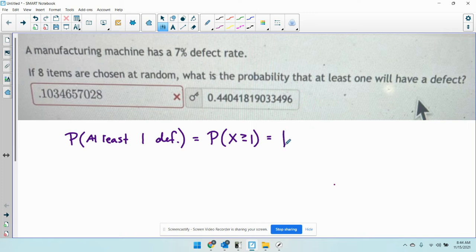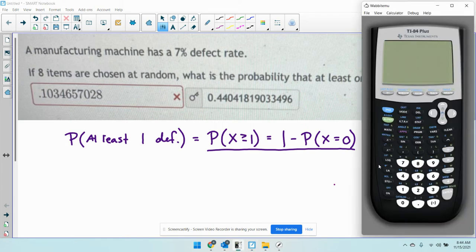Well, like I said, this is the same as 1 minus the probability of no defects. X equals 0. Remember, X is the number of defects. This is just using the complement rule, the rule of complements, okay? This is really easy to figure out. The probability of 0 defects, so that's one specific case. So to find that, I'm going to use second distributions binomial PDF. I have 8 trials. A success would be here having a defect. So my success rate is 0.07. I'm looking for the probability of 0 defects.